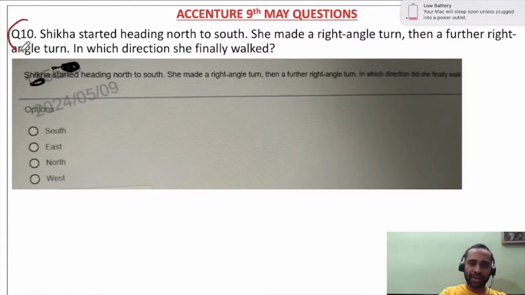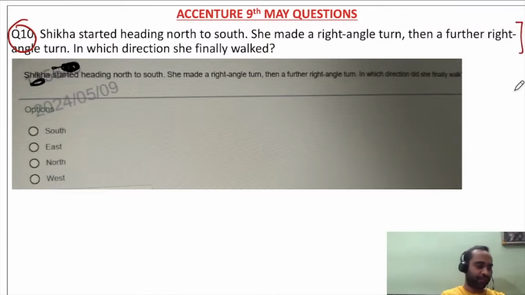Now question number 10. So your Mac will sleep soon unless plugged in. So battery is not there, guys. So kindly try to solve. Okay, so can you please solve this?